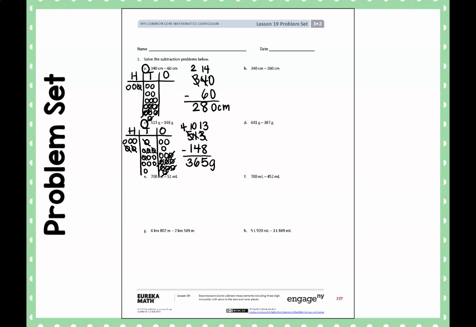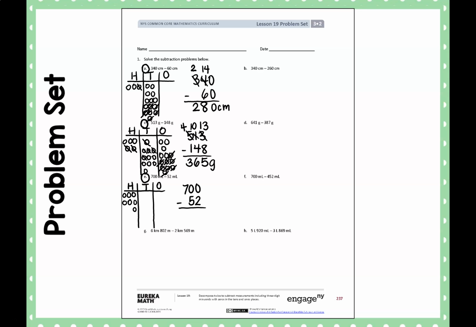Alright, we're going to do one more together. We have 700 milliliters minus 52 milliliters. Draw my place value chart. Ones, tens, and hundreds, and write my standard algorithm. Okay, so I'm going to build 700, pretty easy. Put nothing in the ones, nothing in the tens, but I have 7 hundreds.